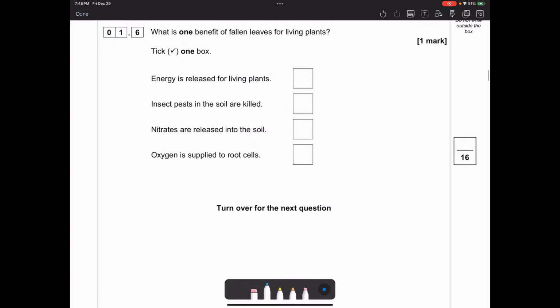Question 1.6, what is one benefit of fallen leaves for living plants? Is energy released for living plants? Well, just because leaves have fallen, that's not releasing energy and giving the plants energy, so that's not it. Insect pests in the soil are killed. No, falling leaves don't kill insects. Nitrates are released into the soil, potentially. Oxygen is supplied to root cells. Well, a dead leaf is not going to give oxygen to a living plant, so it won't be that. So it must be the nitrates. When a plant decomposes, nitrates and other minerals might then be released into the soil and then recycled. And that's the end of question 1.